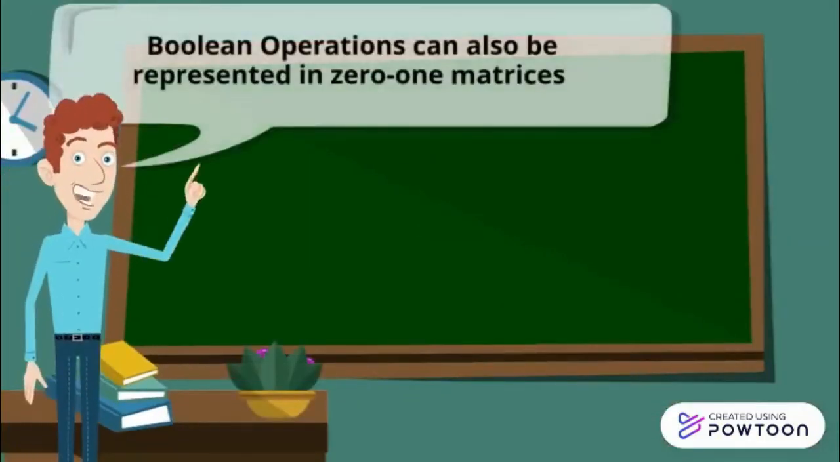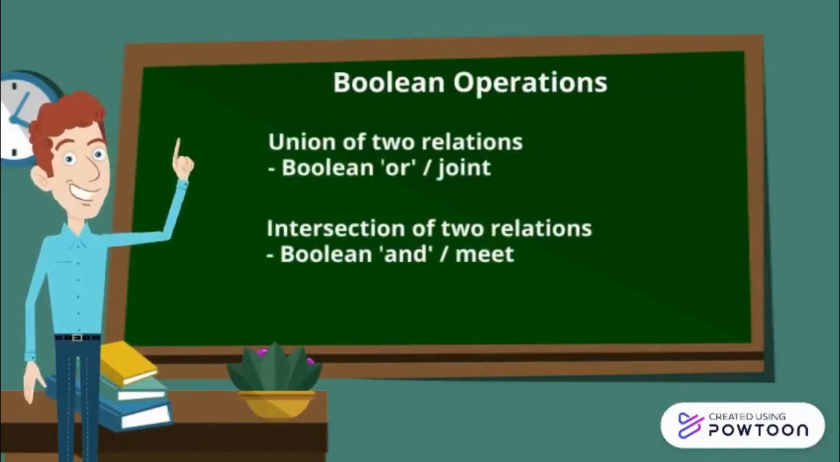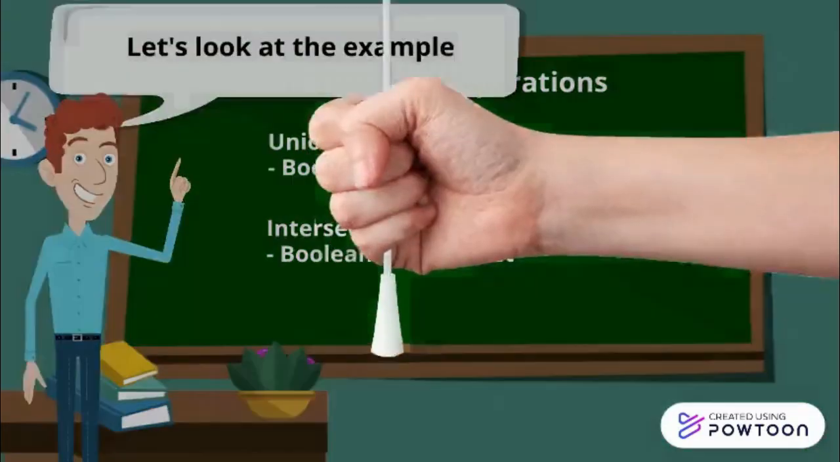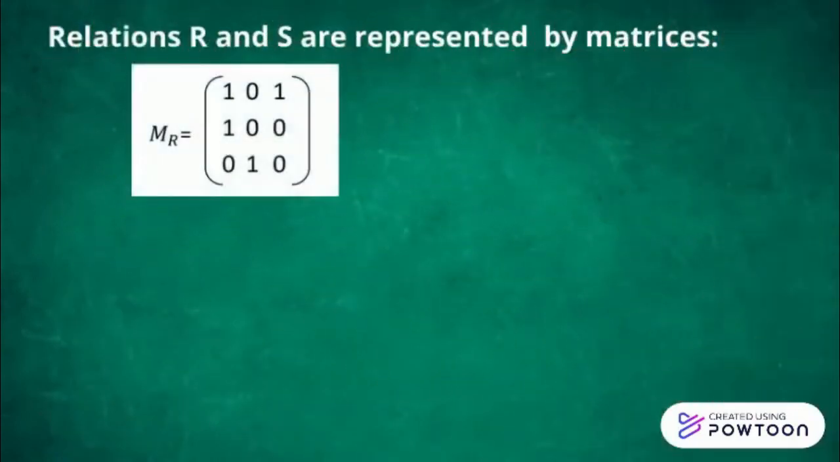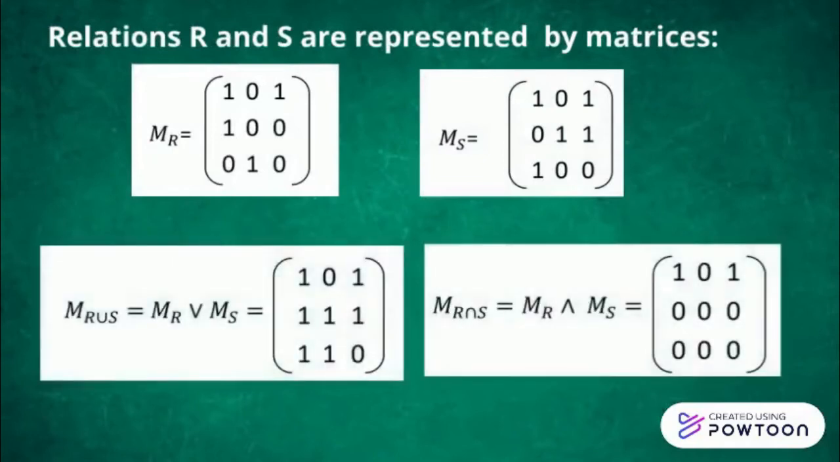Boolean operations can also be represented in 0-1 matrices. Boolean operations consist of two types. One is union of two relations, called Boolean or, or join, and the other one is intersection of two relations, Boolean and, or meet. This is the example. Let's assume that this is the matrix of MR, and this is the matrix of MS. The left side is the union of the two matrices, and the right side is the intersection of the two matrices.